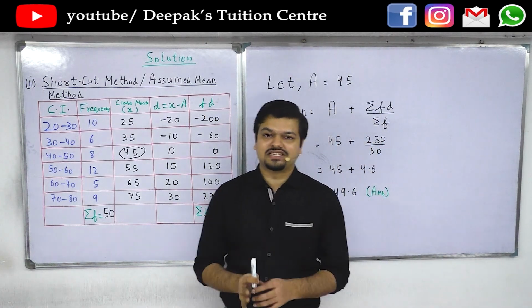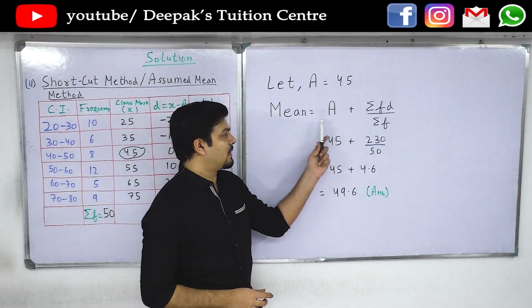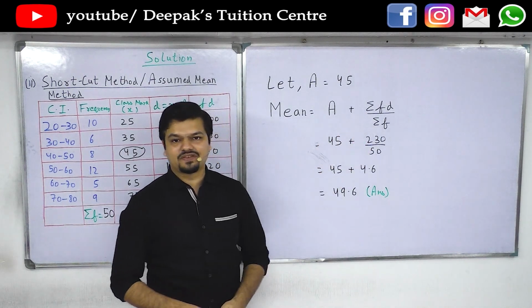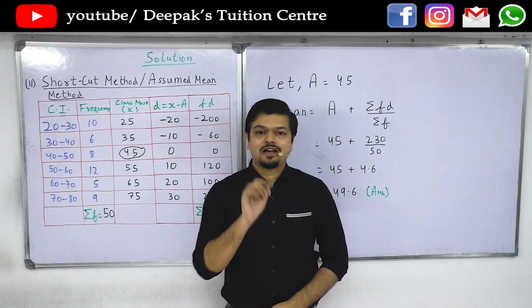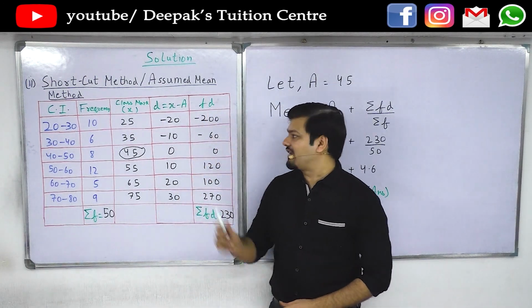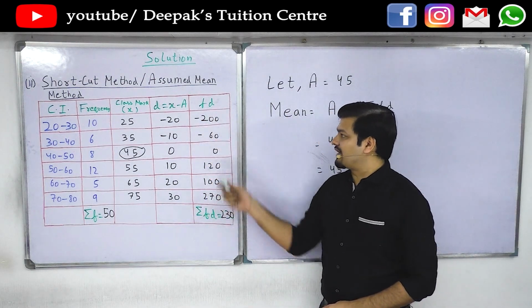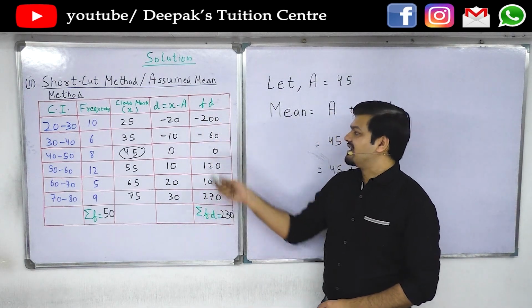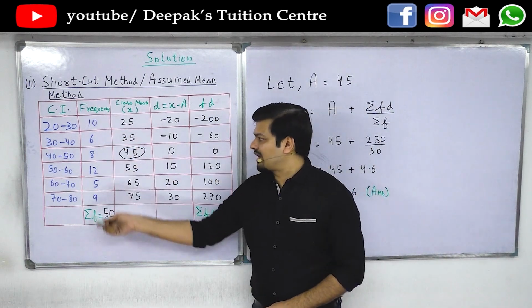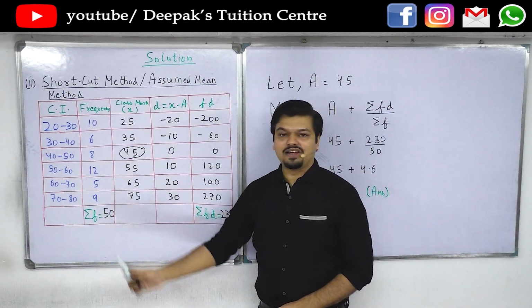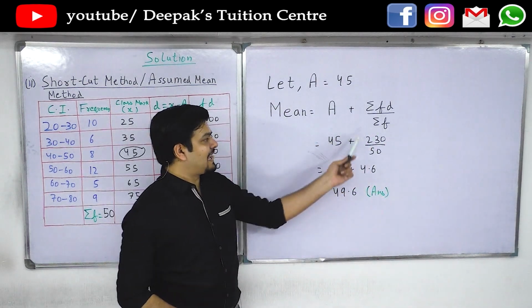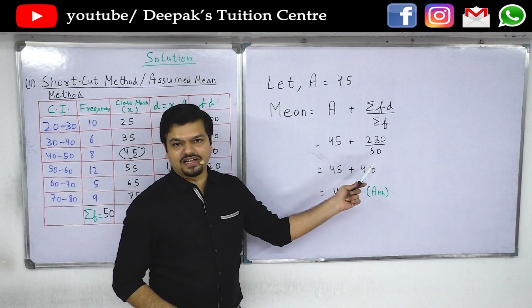Now the formula for this method is mean equals to A plus summation FD whole divided by summation F. So we have to calculate two summations. First is summation FD, that is the column total of FD. So the total of the column FD is basically, if we add all these up, we get 230. And the column total of the frequency column is basically 50. So we put the values: A, that is 45, plus 230 divided by 50.